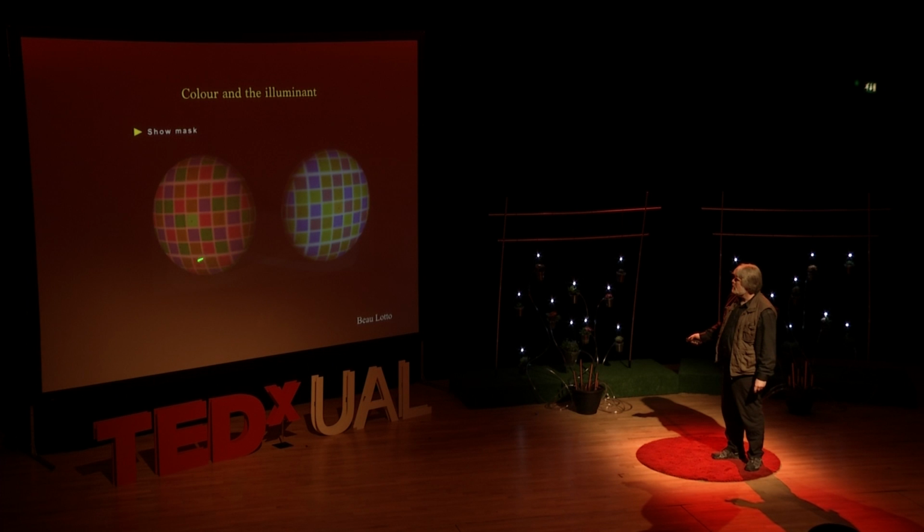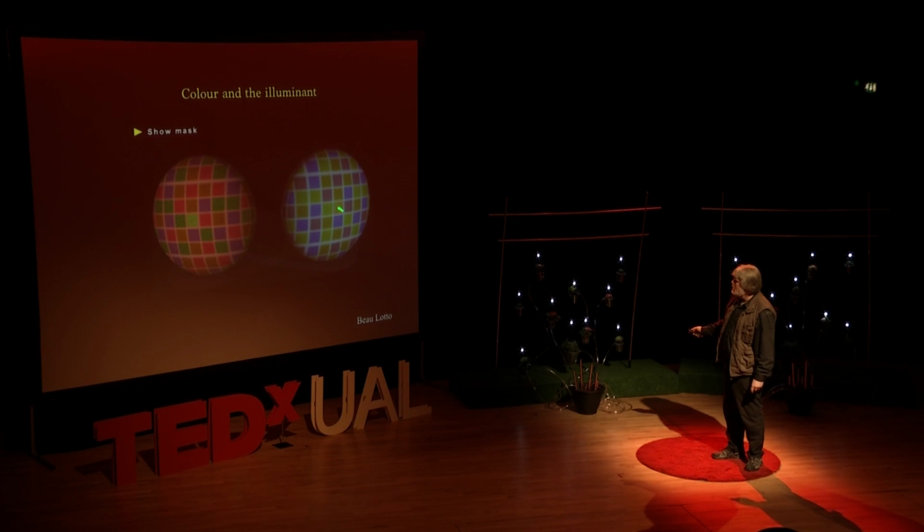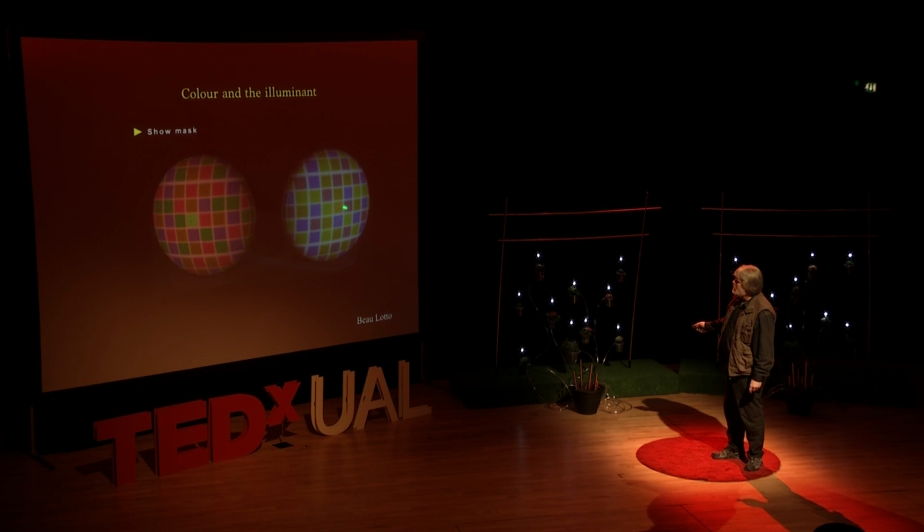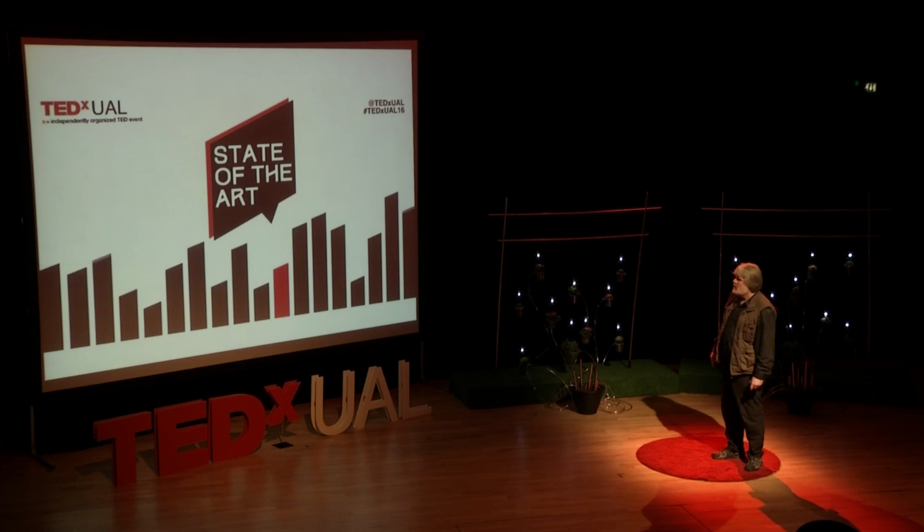And you can see an example of that here. I can't get this to work, but this square here is actually identical to this square here. This is from Beau Lotto. This one is illuminated by a blue light, so we assume it must be yellow. And this one's illuminated by a red light, so we assume it must be green. And this sort of idea about the illuminant and shadows changes our perception a good deal. So, thank you very much.